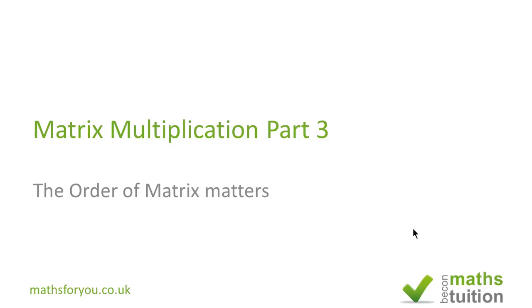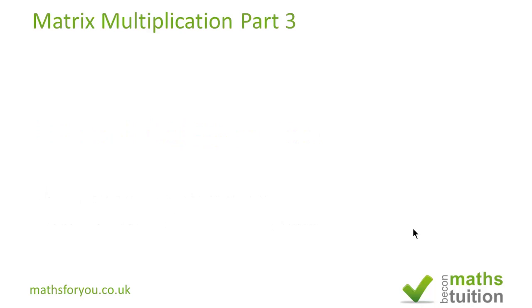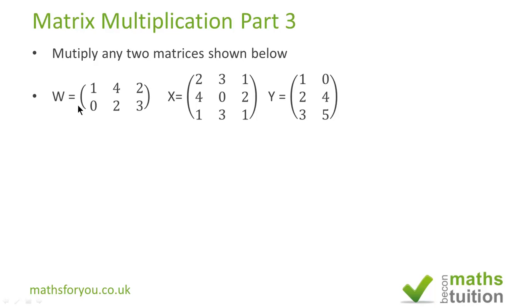In this video we shall try and show that the order of matrix matters, and also we're going to combine rows and columns. The idea of this exercise is to show that order does matter, and we've got three matrices here. We've got W, which is 2 by 3, and X, which is 3 by 3, and Y, which is 3 by 2.